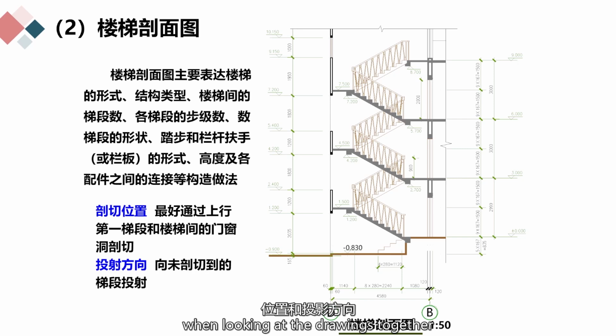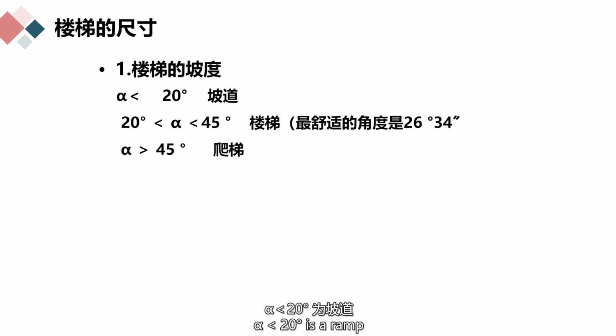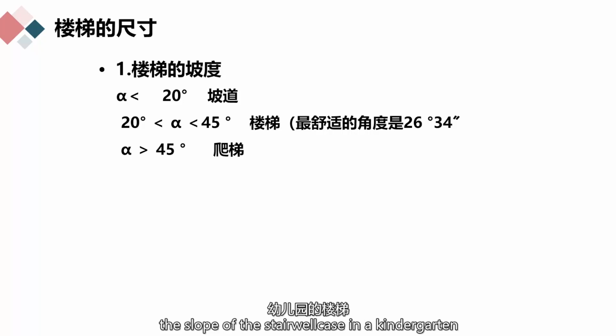When looking at the drawings together, if the slope of the stairwell case alpha is less than 20 degrees, it is a ramp. If 20 degrees is less than alpha is less than 45 degrees, it is a stairwell case. The most comfortable angle is 26 degrees 34 minutes. Alpha greater than 45 degrees is a ladder. The slope of the stairwell case varies in buildings with different functions. For example, the slope of the stairwell case in a kindergarten should be smaller.